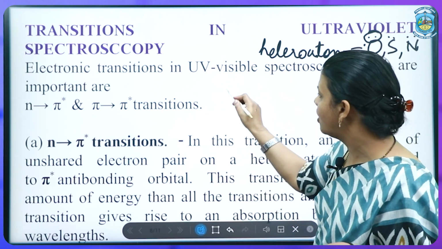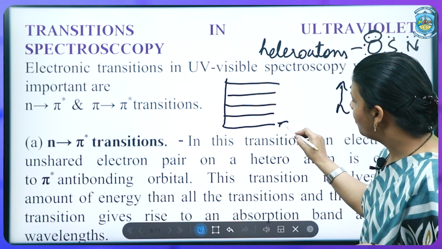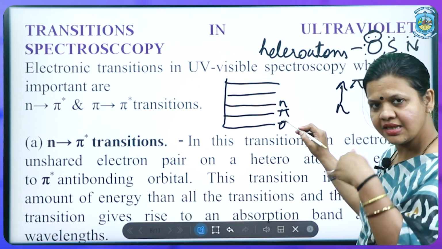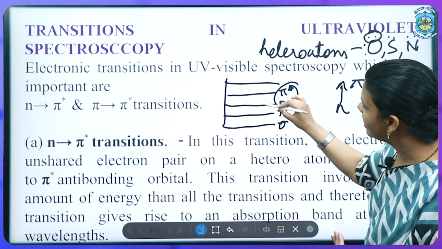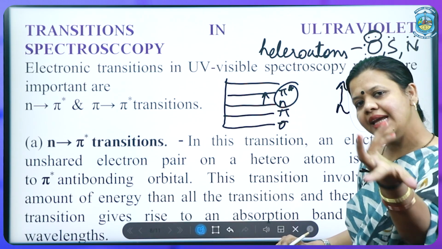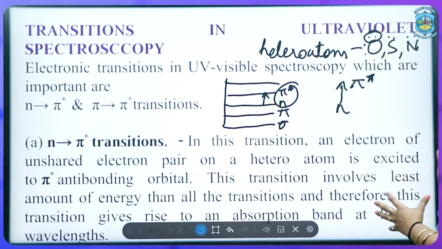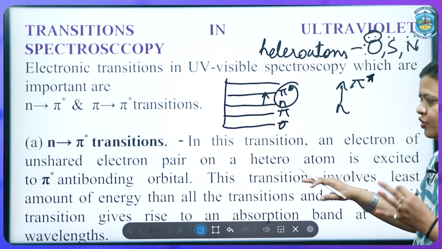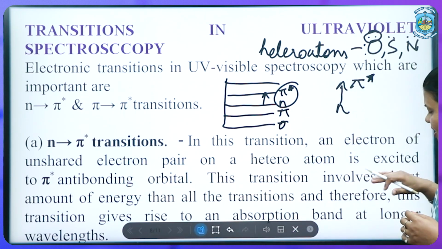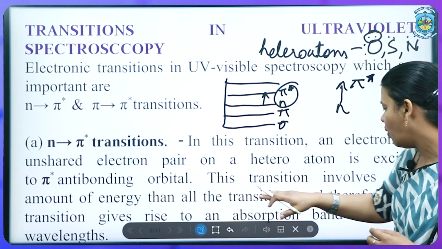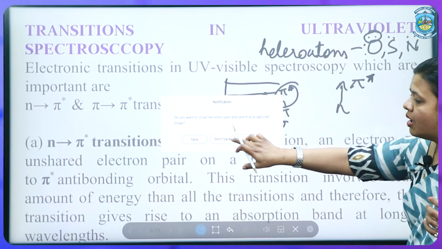When we discussed the orbital energy levels, I had already shown you that the lowest were sigma and pi, and the next higher level to the non-bonding was the pi anti-bonding. So obviously the transition between n and pi star is the easiest transition that can occur. In this transition, the electron of the unshared electron pair on the heteroatom is excited to the pi anti-bonding orbital, and it involves the least amount of energy of all the transitions in the molecule, and gives rise to the absorption wavelength.